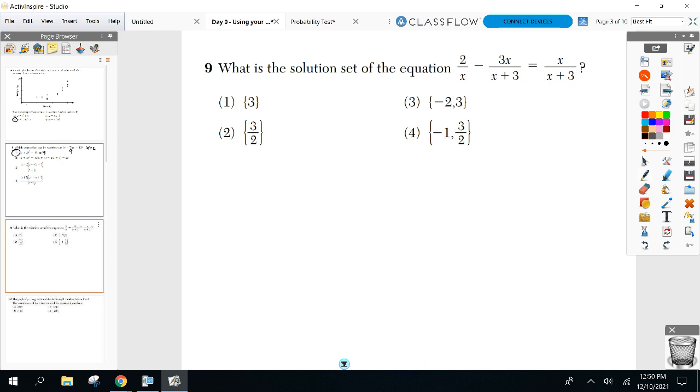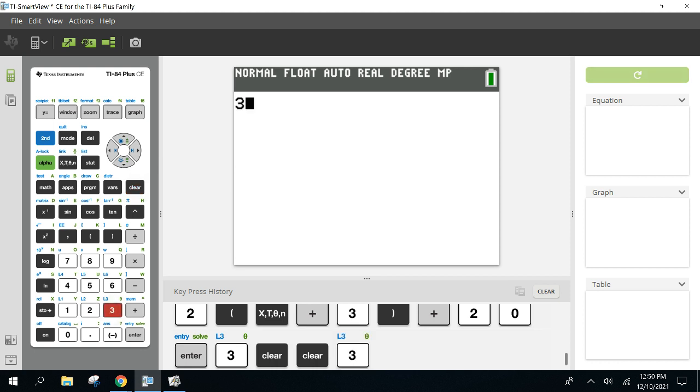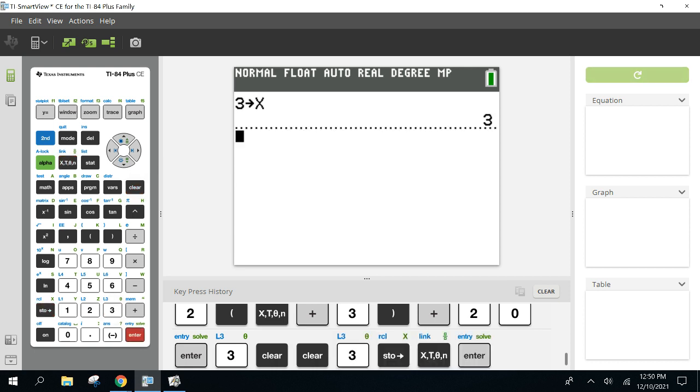So what's my first choice? Is the answer 3? Let's check. That's all we're doing is checking. Does the left equal the right when I plug in 3? So store 3 in for X. 3 stored in for X. Let's see if 3 is a solution.